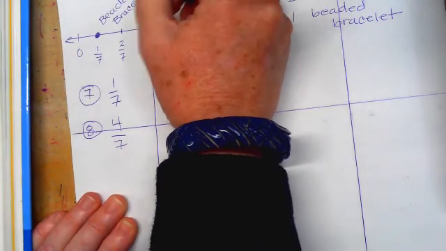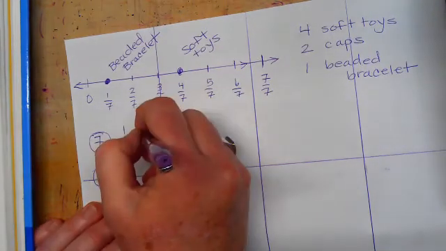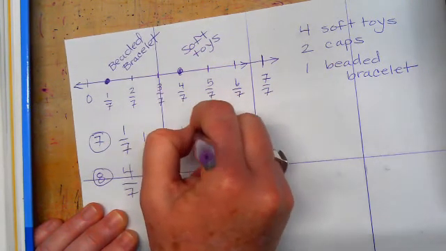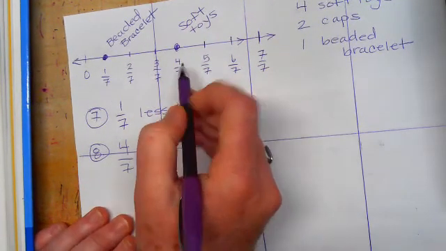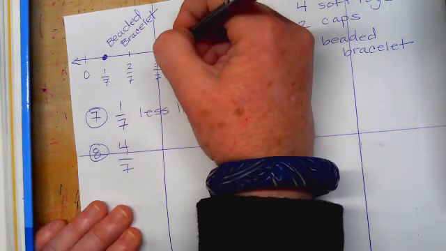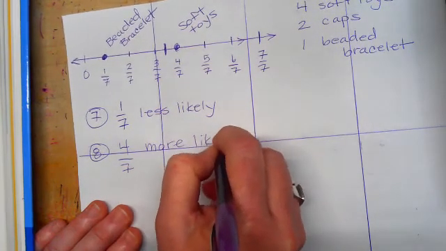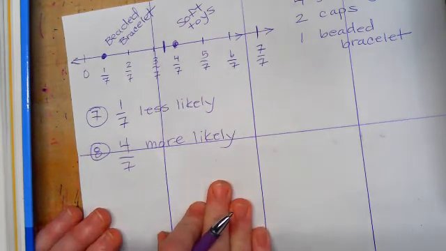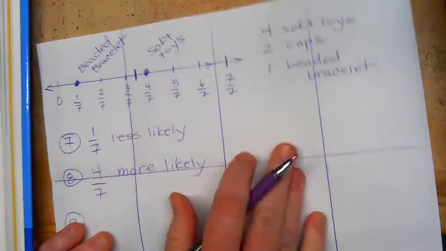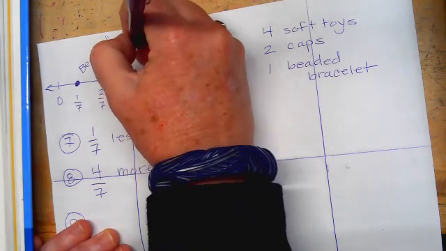That's not a very good chance. Her probability of getting a soft toy, there's 4 soft toys. So she has a 4 out of 7 chance of getting soft toys. Right? So it's not impossible. We're going to say it's less likely. Halfway would be right here. So we could say it's more likely that she'll get a soft toy.